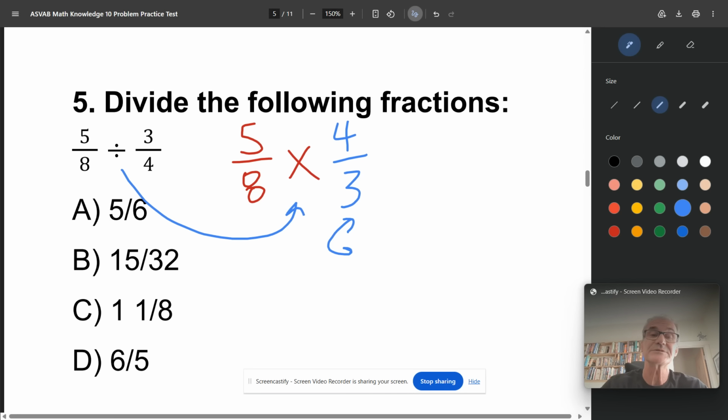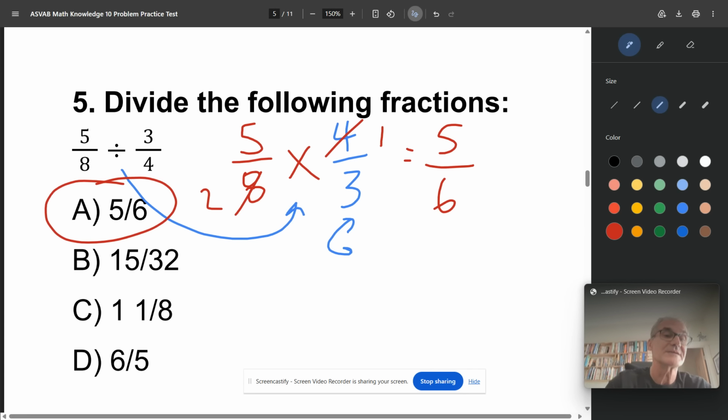Okay, again, I could reduce now or when I'm done, but 4 will go into 4 1 times, 4 will go into 8 2 times. Multiplying across the top, I get 5. On the bottom, 6. That can't be reduced. Correct answer, answer A. Everybody 5 for 5 so far.